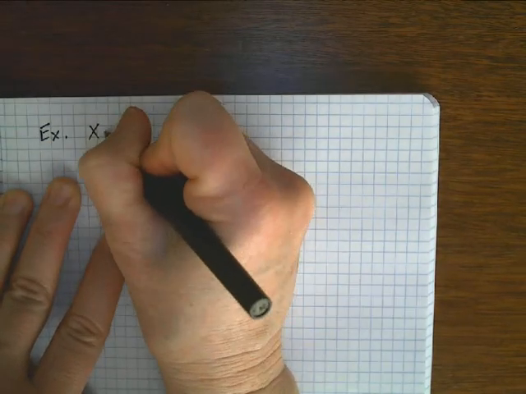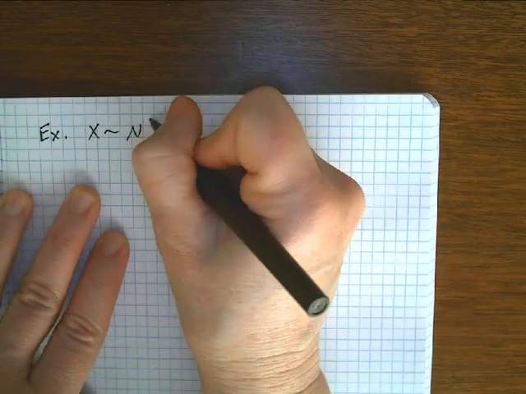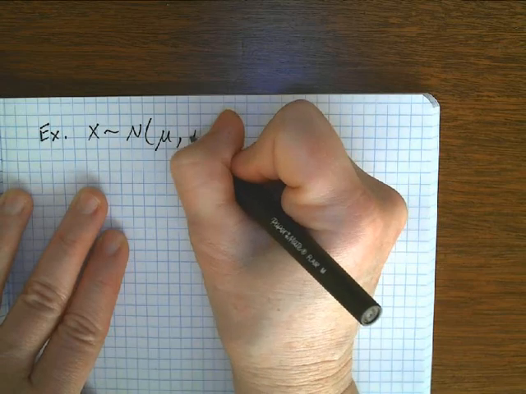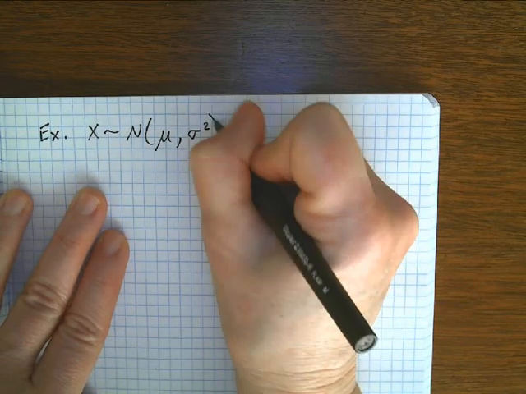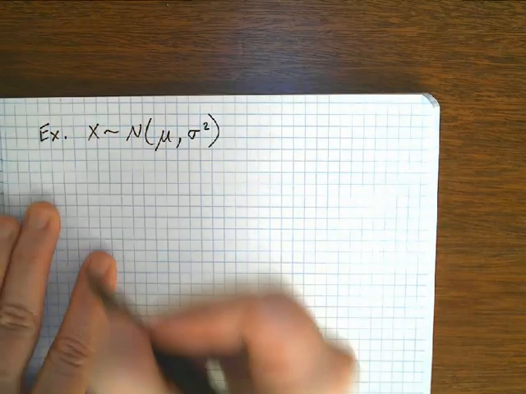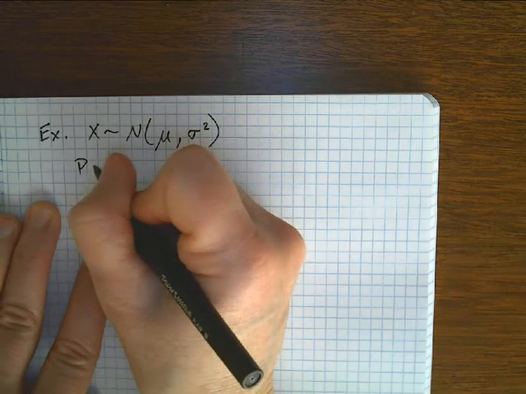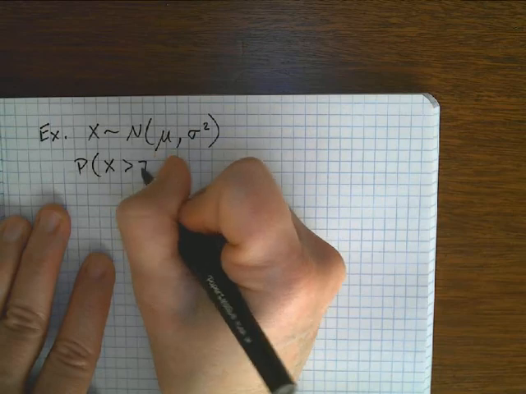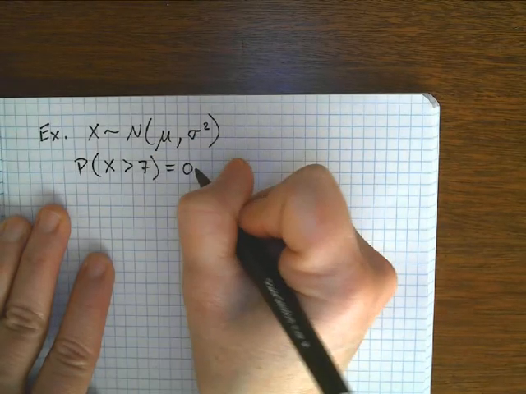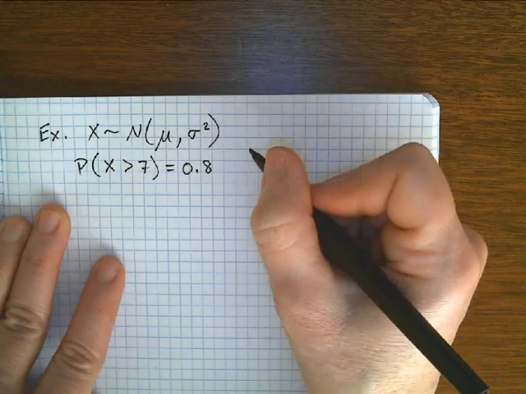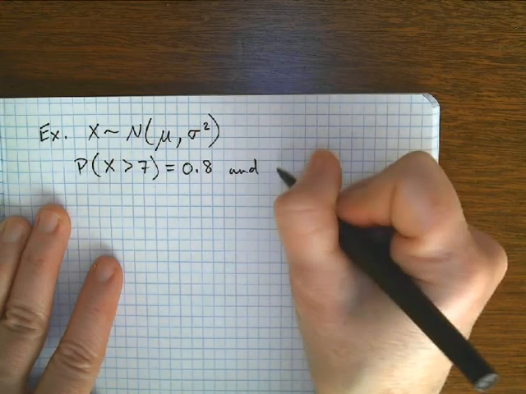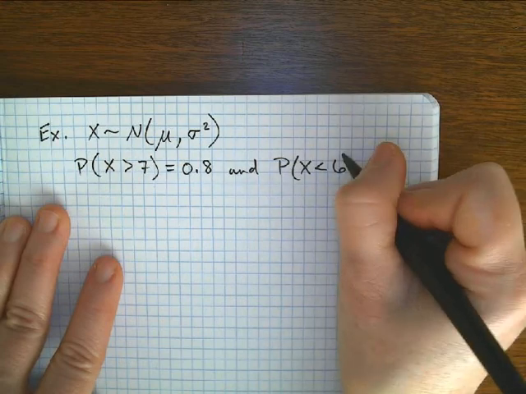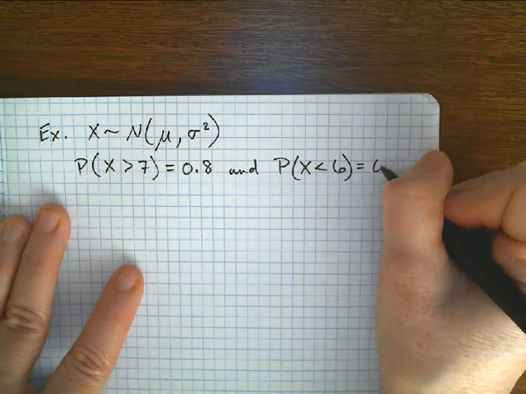There is a situation that is normally distributed, and I don't know the mean, nor do I know the standard deviation. Okay, I don't know either. I do know a couple things, though. I know the probability of having an event greater than 7 is equal to 0.8. And I also know that the probability of x being less than 6 is going to be equal to 0.1.